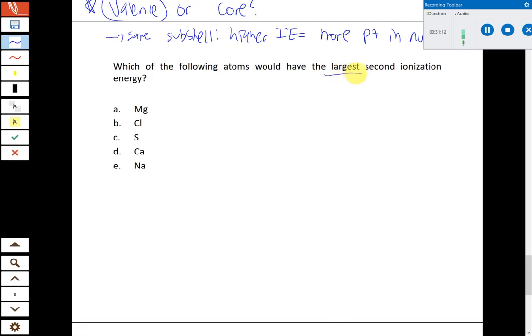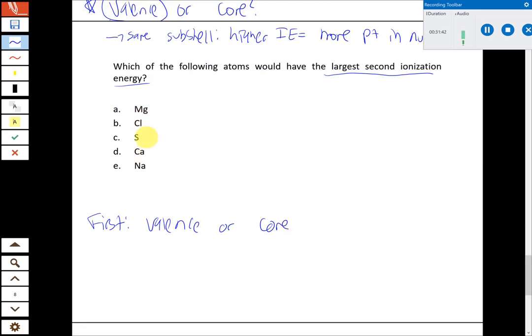Okay, so this question here is also dealing with second ionization energy and asking us to identify the atom that has the largest second ionization energy. So as I said, the first thing you want to do is think about for each of these atoms, are you dealing with valence or core electrons for the second ionization energy? The first ionization energy will always deal with valence electrons because every atom has at least one valence electron. But for these ones, we need to think about, is the second electron that comes out going to be valence or core? So we have magnesium, chlorine, sulfur, calcium, and sodium.